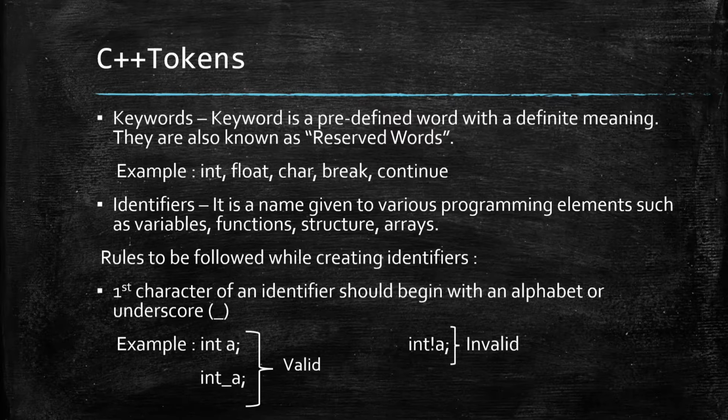Fine. Examples are int, float, char, break, continue, all these are your keywords, which we will be learning in the further sessions. Suppose I explain one keyword, which is also a data type. So int, let's learn what int is for now, for our understanding. What is int? It is integer, meaning it is a data type which accepts only integers, only whole numbers.